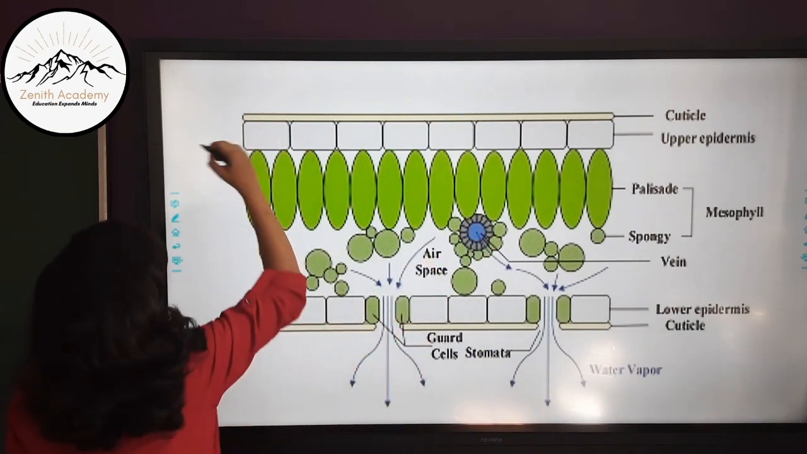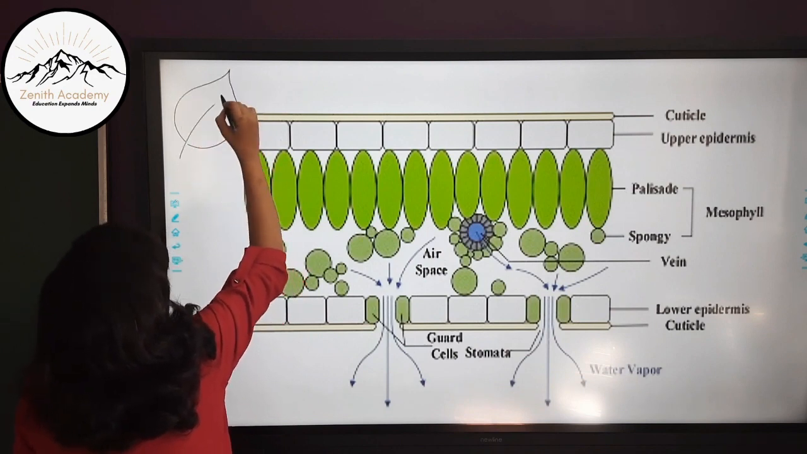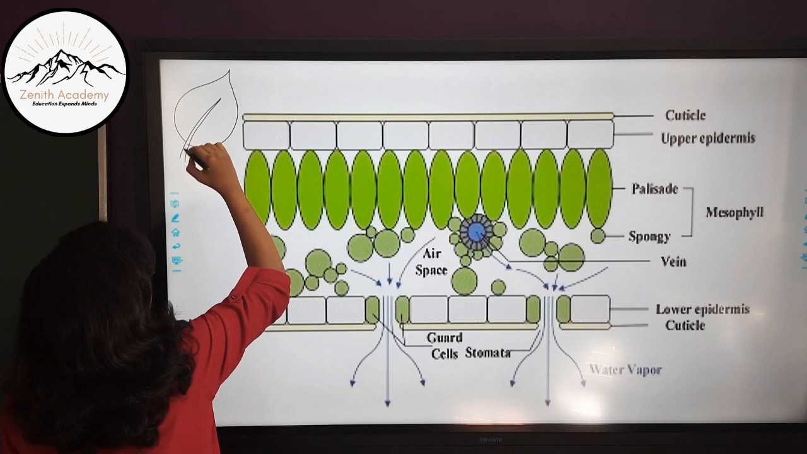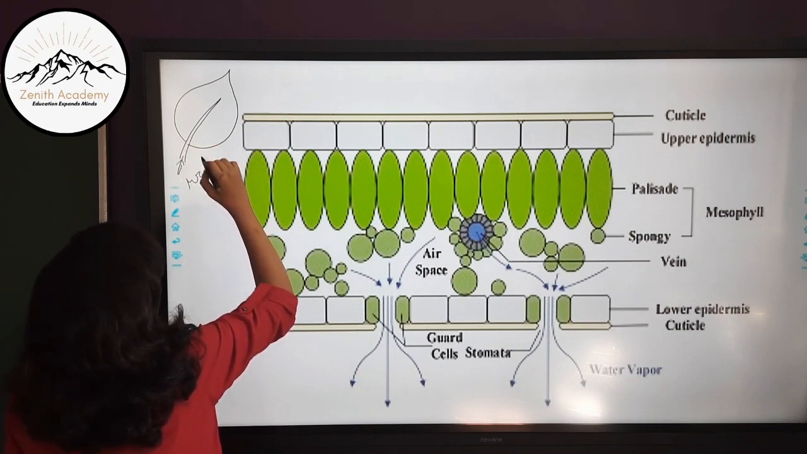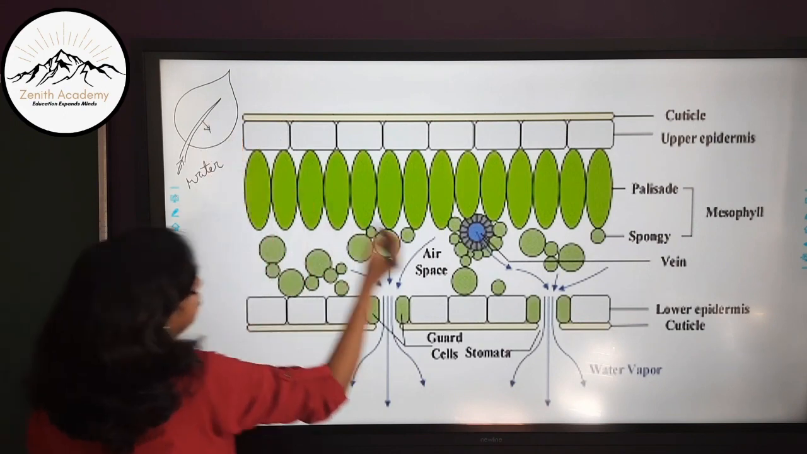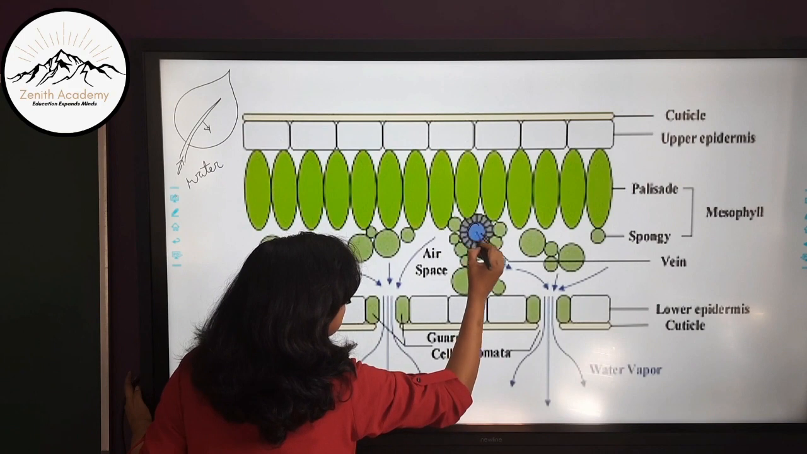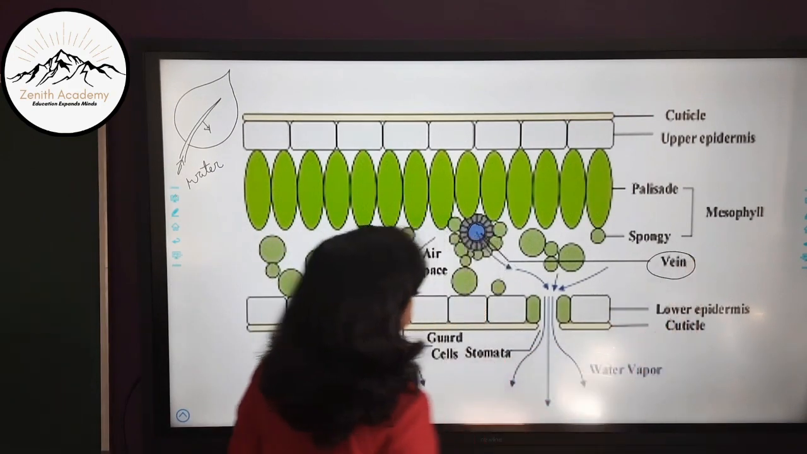I will draw another diagram to show you a vein. Now, suppose this is a leaf and this is the vein of the leaf. From here the water is coming inside. So this is the water droplet that is coming through the vein. This is a vein.